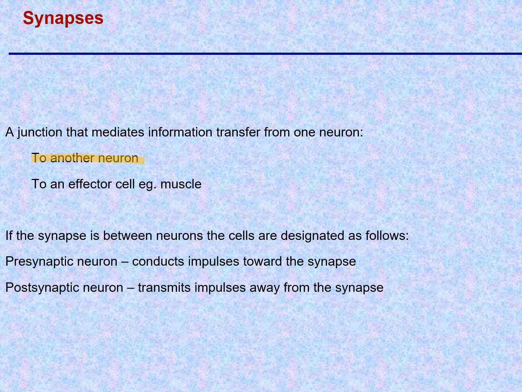The place where they meet, the junction, is called a synapse, and if the synapse is between two neurons, then the neurons are designated as follows: a presynaptic neuron, that's the one conducting the impulse along its axon towards that synapse or junction, and the postsynaptic neuron, the one that receives that signal and can transmit impulses away from the synapse, further away.